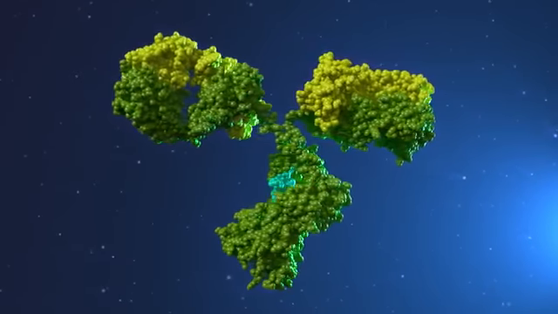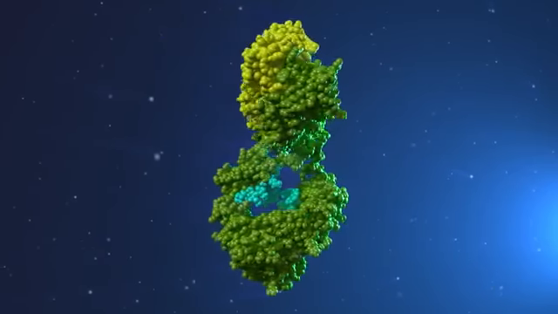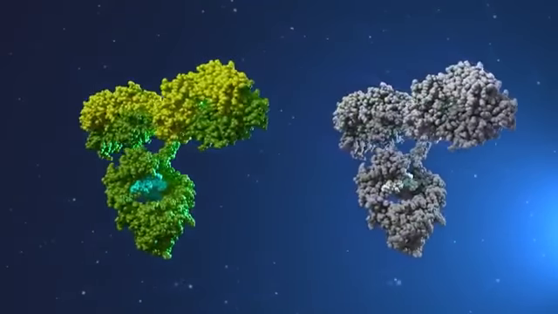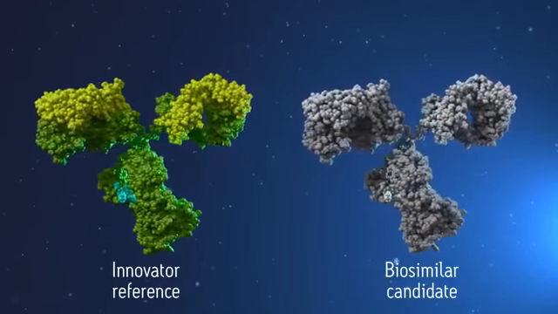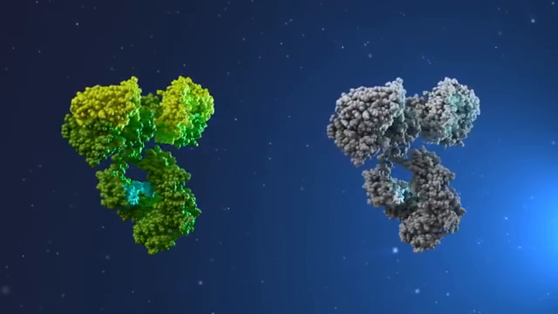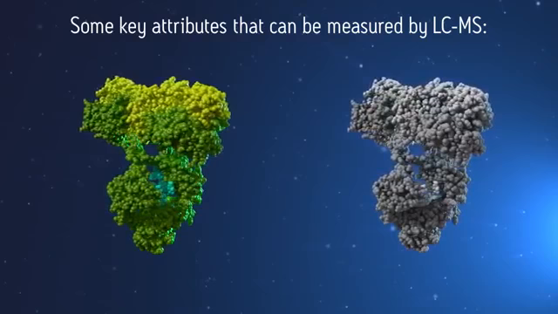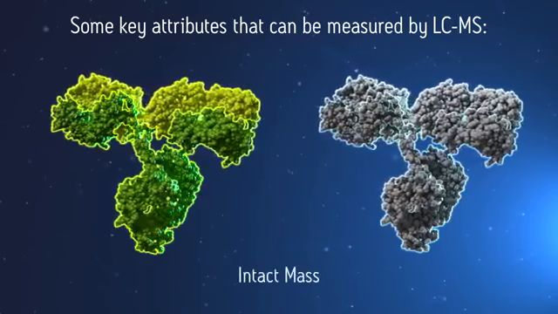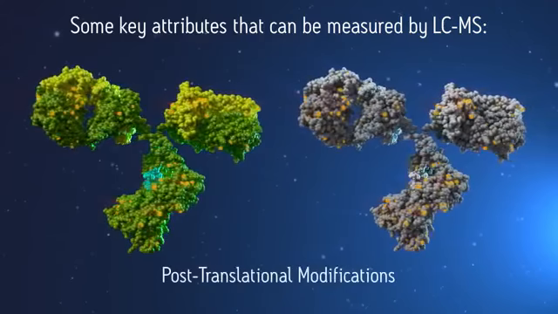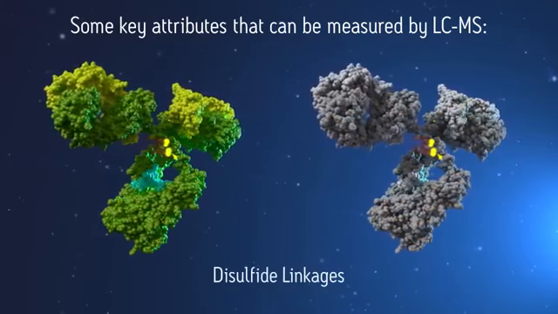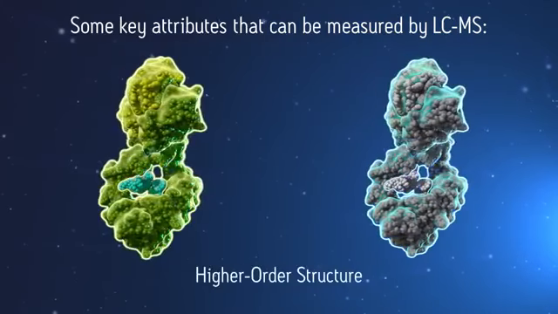Biosimilar developers must thoroughly understand the structure and variation of the innovator product to set specifications for their biosimilar. Any structural differences must be characterized and evaluated for biological significance. Liquid chromatography mass spectrometry (LC-MS) methods allow us to measure and compare key attributes such as intact mass, amino acid sequence, post-translational modifications, disulfide linkages, glycan profile, and higher order structure.